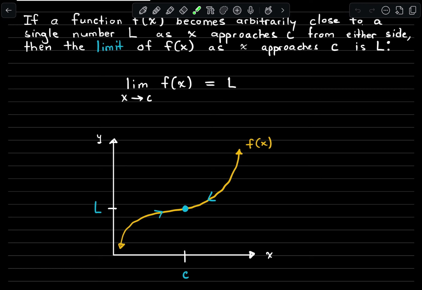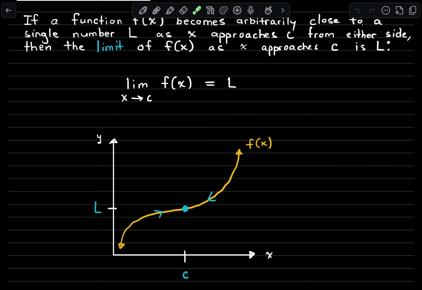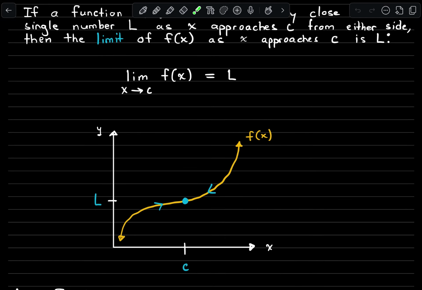Okay, and we're going to see later on that in order for this limit to exist, this has to be happening from both sides. So you might say that the limit as x approaches c from the left, this little minus sign is going to mean the left, of f of x has to equal the limit as x approaches c from the right of f of x. That's what this plus sign over here is. So these two limits have to be going to the same place in order for the overall limit to exist. Okay? So that's all a limit is.